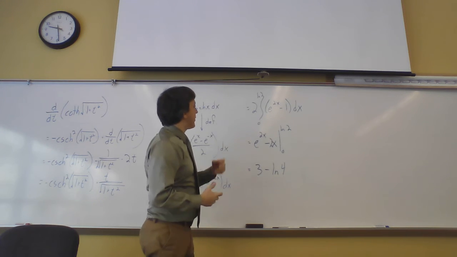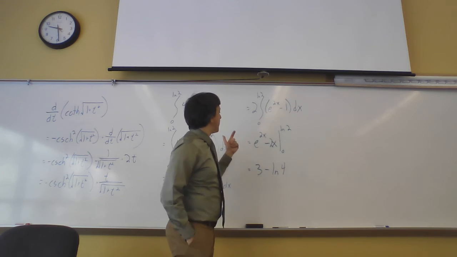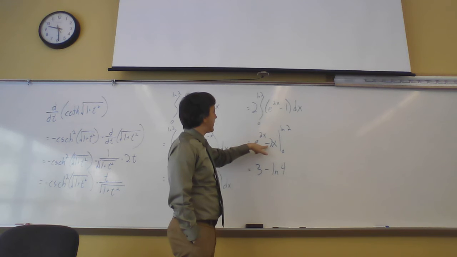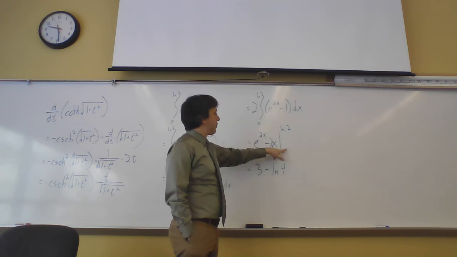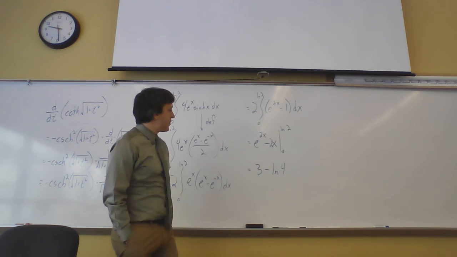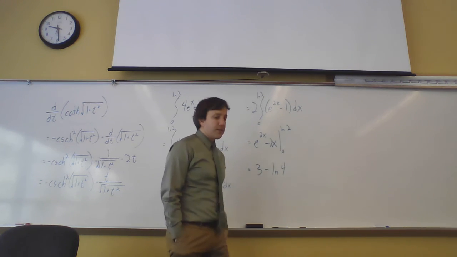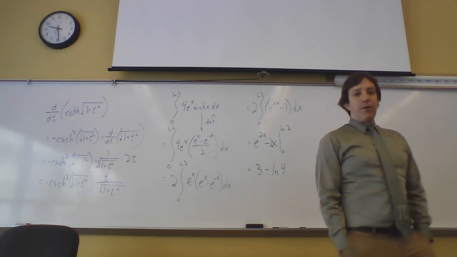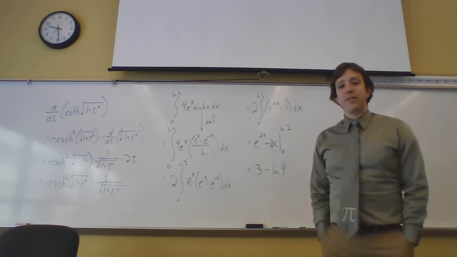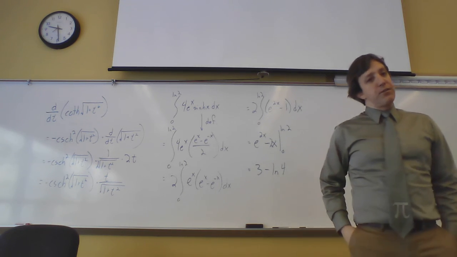So when we integrate that, trust me, you end up with e to the 2x minus 2x, and we're evaluating from 0 to the natural log of 2. And with a little bit of cleverness, you can get this to work out to be 3 minus the natural log of 4. So there you go. That is section 7.3. Enjoy your hyperbolic trig functions.